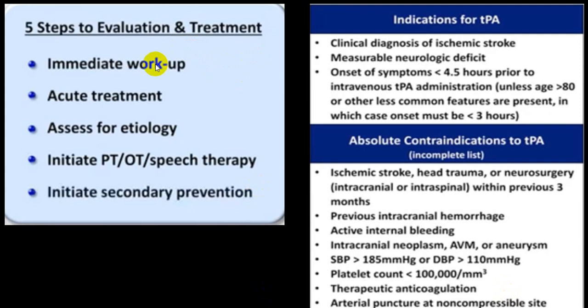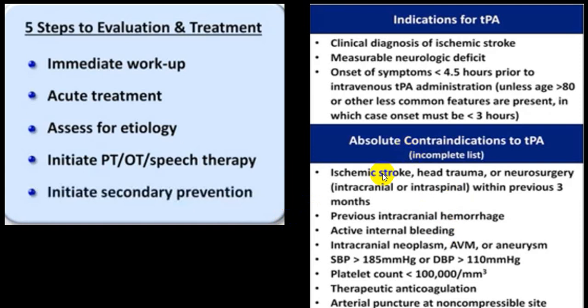You can have 5 steps: immediate workup, acute treatment, assess for etiology, then later on you can go for physiotherapy, occupational therapy, and speech therapy, and consider secondary prevention. As far as TPA is concerned, it has to be given only in case of ischemic stroke. It is an absolute contraindication in a person who has got hemorrhagic stroke. And if a person has any clinical evidence of recent surgery, recent MI, or bleeding disorders, in all those conditions, TPA is contraindicated.